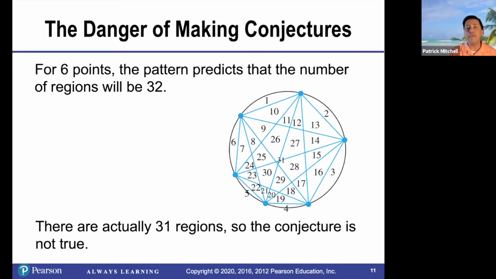So unfortunately, our conjecture is not true. The number of regions is not 2 to the power n minus 1. And unfortunately, that means we're not going to be able to answer their original question. How many regions would there be with 10 points?